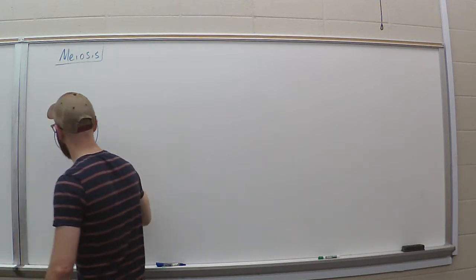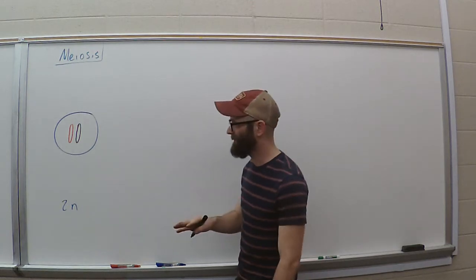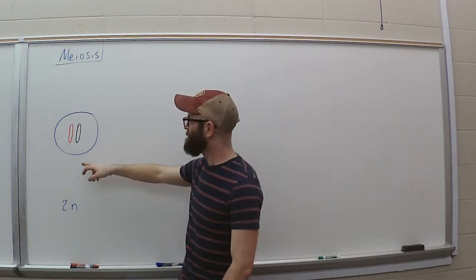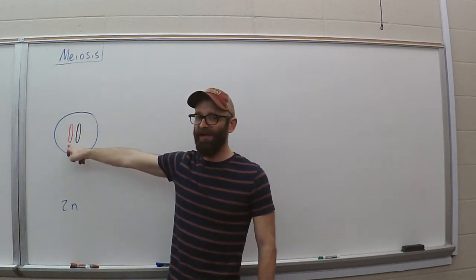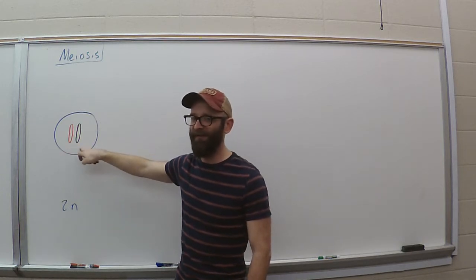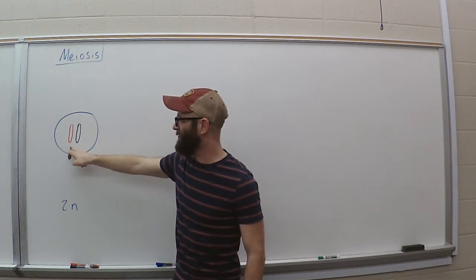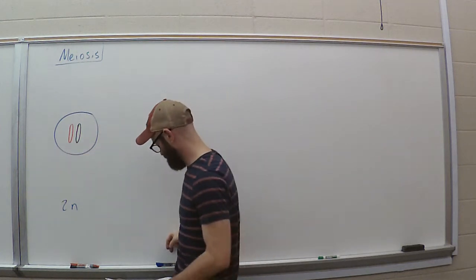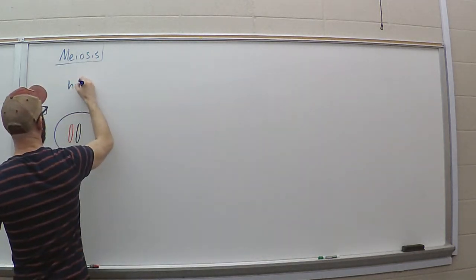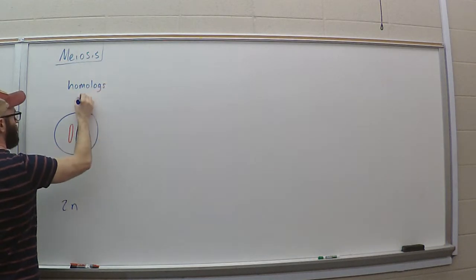And remember, I said that homologous chromosomes are not identical, right? That's why I'm using different colors here so you can see what happens. This chromosome is not identical to this chromosome. They're homologous, but they may have different copies of each gene. So I'm going to make them different colors. So there's the red one and there's the black one. But these are both homologs.